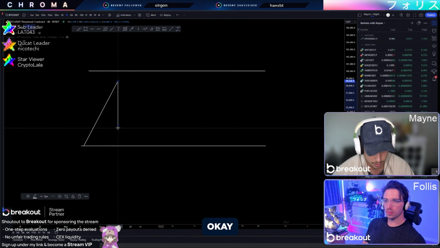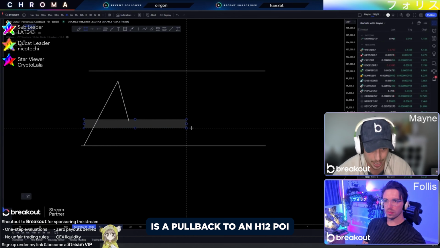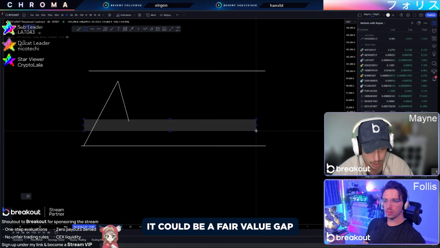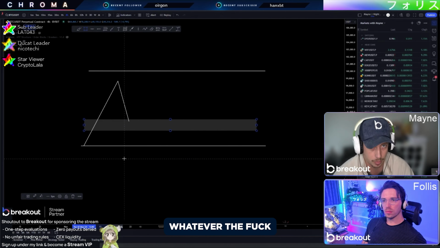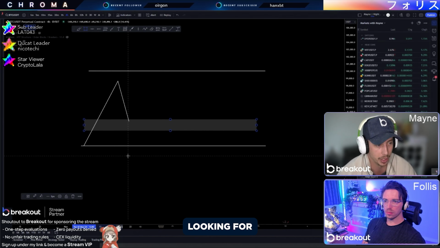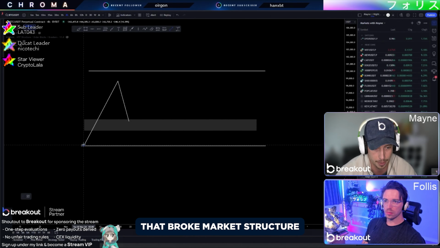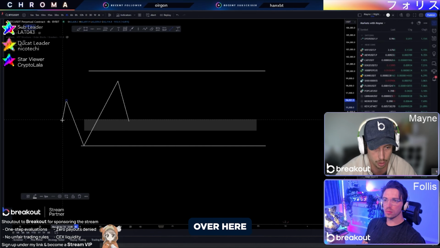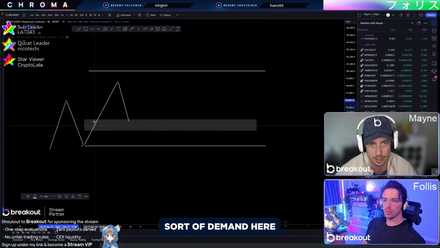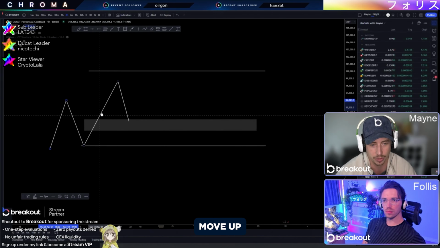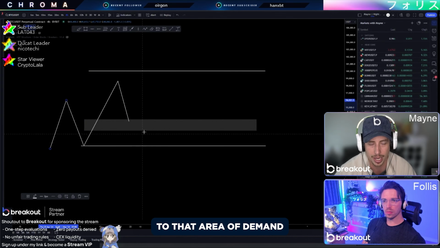okay? Then what we're looking for is a pullback to an H12 POI. So that could be an order block, it could be a fair value gap, it could be a breaker, it could be a supply zone, it could be whatever you want to call it, but you're looking for the move to occur. So this is going to be a move that broke market structure over here. Okay, so we made a higher high. So there's some sort of demand here that caused this price move up. So on the H12, you're looking for price to return to that area of demand.